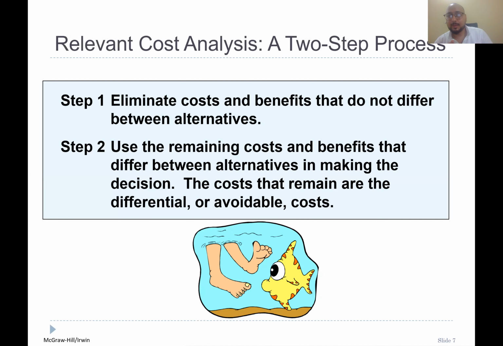So here, there is a two-step process to find out the relevant cost, or avoidable cost, or differential cost. Step one, you eliminate the costs and benefits that do not differ between alternatives. Simple. Step two, use the remaining costs and benefits that differ between alternatives in making decisions. The costs that remain are differential, avoidable costs. So simply, you make two columns, compare them, and take the difference. The difference column is called avoidable or differential cost.